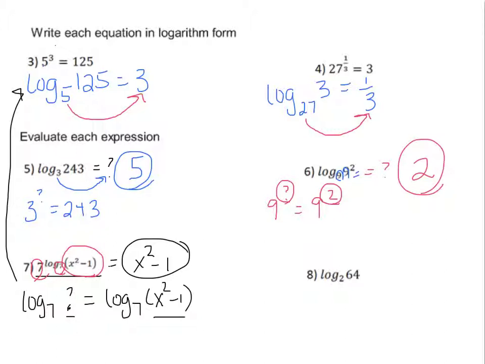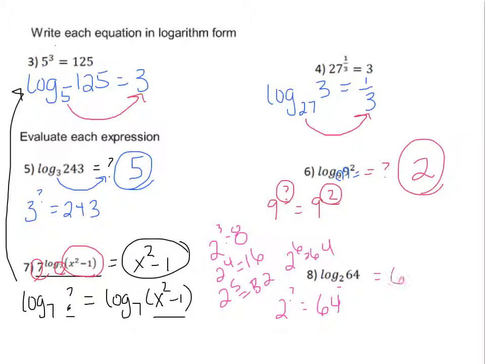Log base 2 of 64. So we want to think, 2 to the what power gives you 64? Well, let's see here. We know 2 to the third is 8, 2 to the fourth is 16, 2 to the 5th is 32. So 2 to the 6th is 64. So this has to equal 6 because 2 to the 6th power gives you 64.